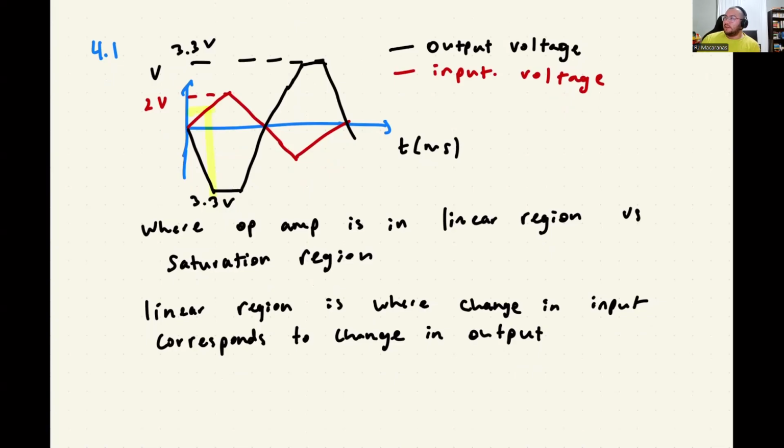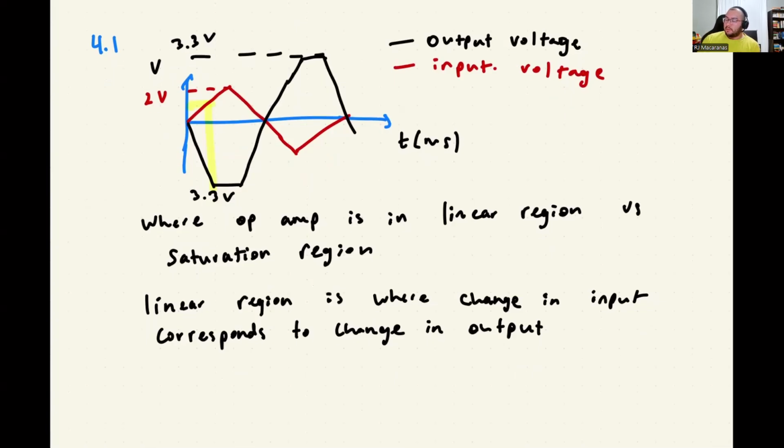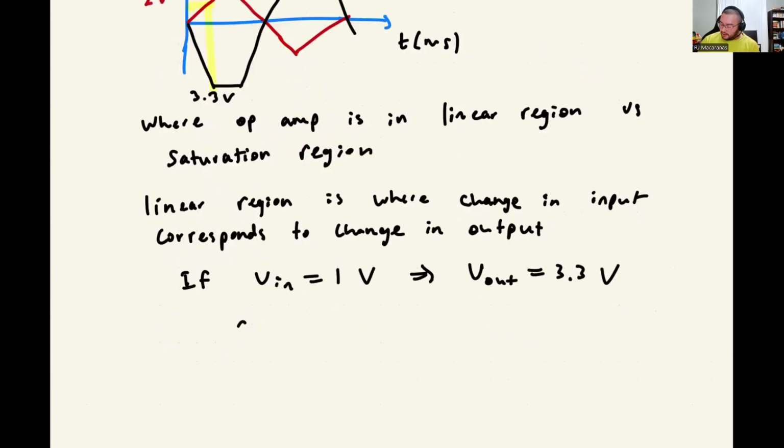This way we can determine the gain of the op amp. If the Vin of 1 volt gives you a Vout of 3.3 volts, then we have our gain. The gain in general is given by the output divided by the input. We're looking at the ratio of how much of the output is getting to that input. And so that gain is going to be 3.3 volts over 1 volt, which is just 3.3.